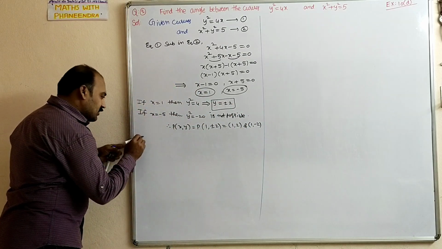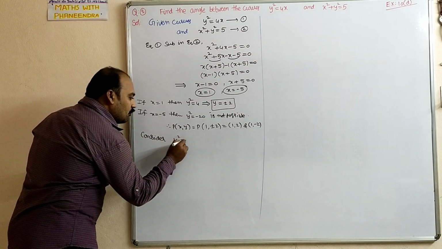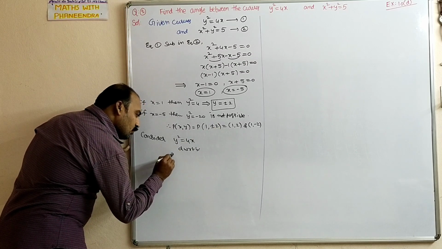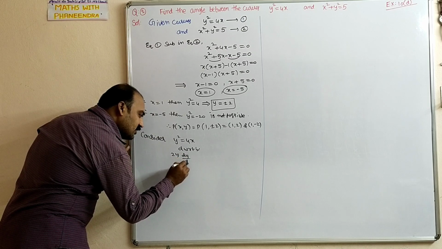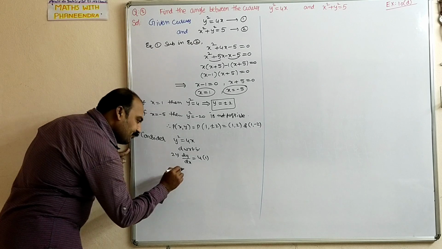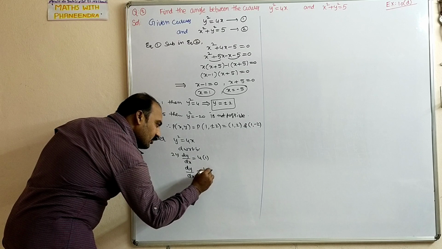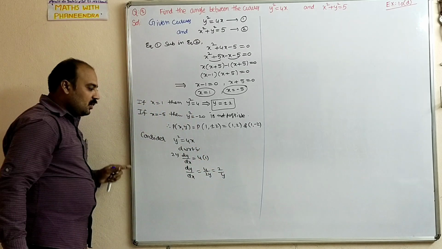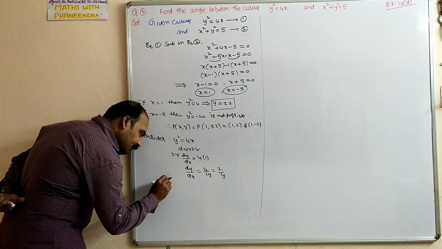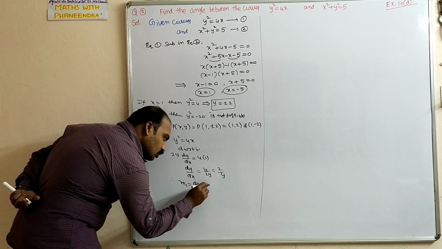So now consider the first curve. Consider y square equal to 4x. Differentiate with respect to x. 2y into dy by dx, since y square derivative is 2y, and again y derivative is dy by dx, equals 4 into x derivative, which is 1. Therefore, dy by dx is equal to 4 by 2y, which is equal to 2 by y. This is the first curve slope. It is denoted by m1. Therefore, m1 is equal to dy by dx is equal to 2 by y.